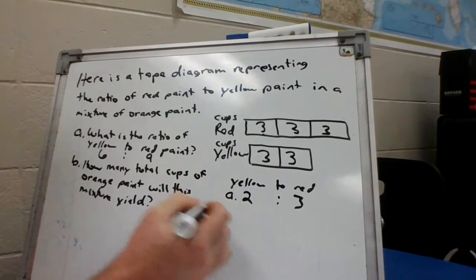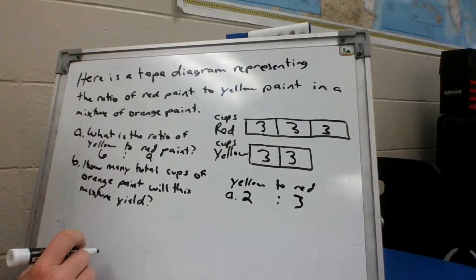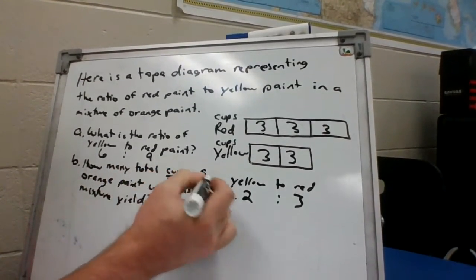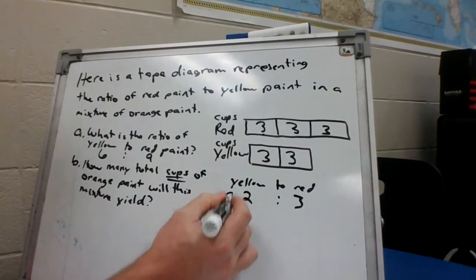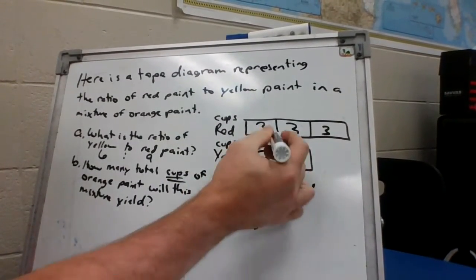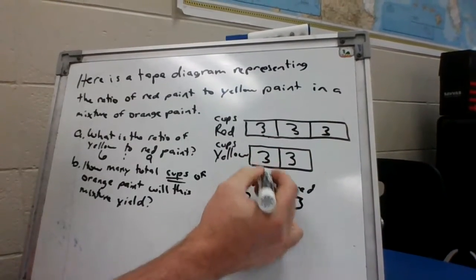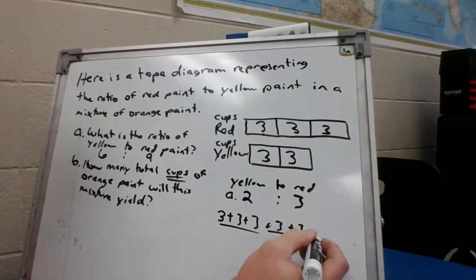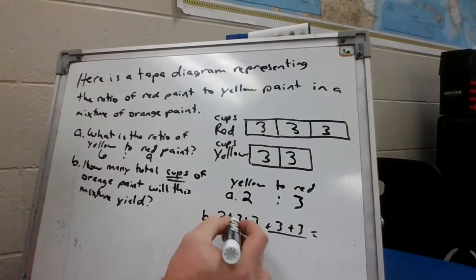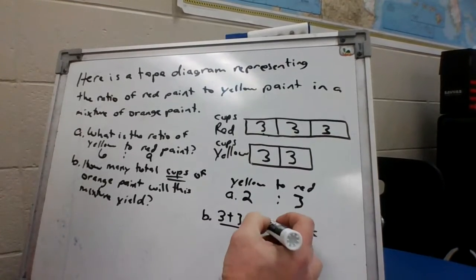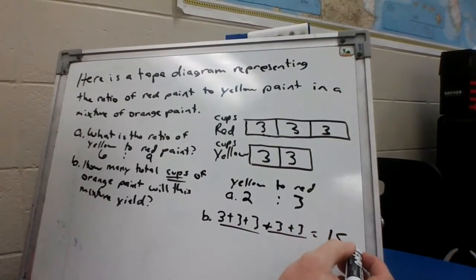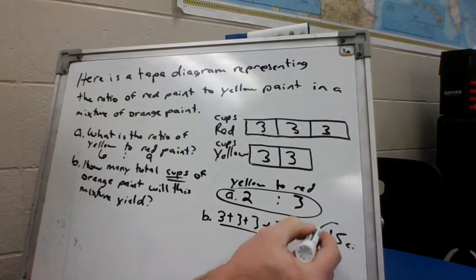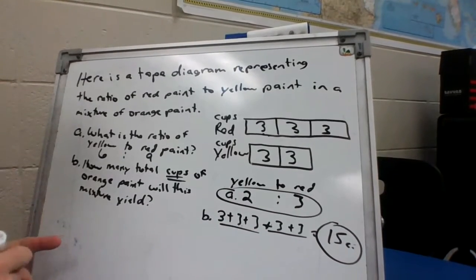Okay, B part. How many total cups of orange paint will this mixture yield? Well, if it's how many total cups, how many cups of red are there? 3 plus 3 plus 3. There's 3 threes, plus 3 yellows and another 3 of yellow. So there's your yellow, here's your red. Just add those up. This is your B part. 3, 6, 9, 12, 15. 15 cups. So here's your A. Here's your B. If you have any questions, let me know.